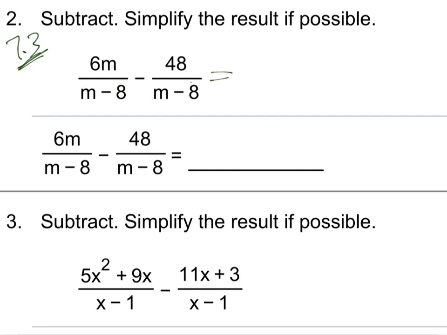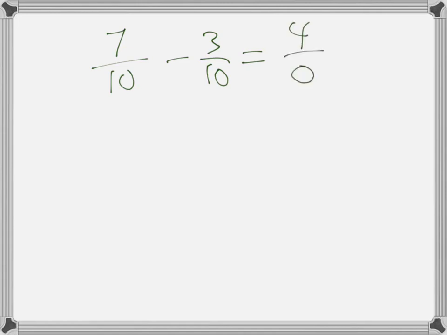Just think about numbers for a second. What if you had 7/10 minus 3/10? What would you do? Would you go 7 minus 3 is 4 and 10 minus 10 is 0? No, you wouldn't do that. You would just leave it 10. Why? Because math teachers say so, and we rule the rule? No, that's a dumb reason.